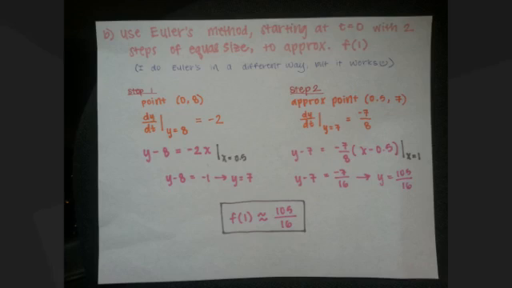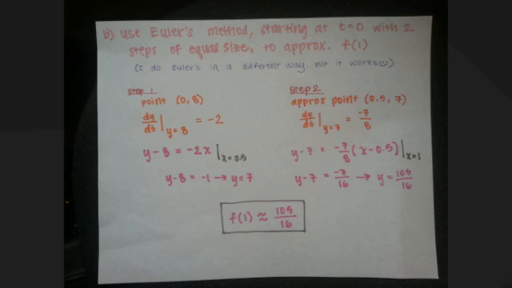You do y minus y1 equals m times x minus x1, and I plugged that in and got y minus 8 equals negative 2x. Since they asked us to do two steps of equal size, your steps are going to be 0.5, because 1 divided by 2 is 0.5. So I plugged in x equals 0.5, because that's what 0 plus 0.5 equals, and I ended up getting y equals 7. So that's our second point that we're going to use, (0.5, 7).